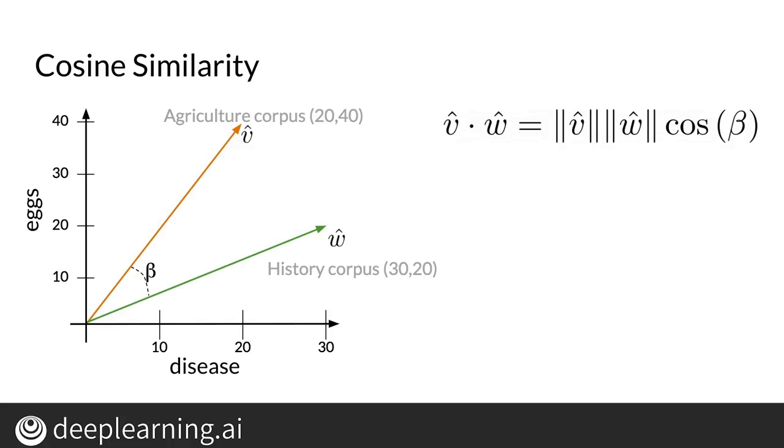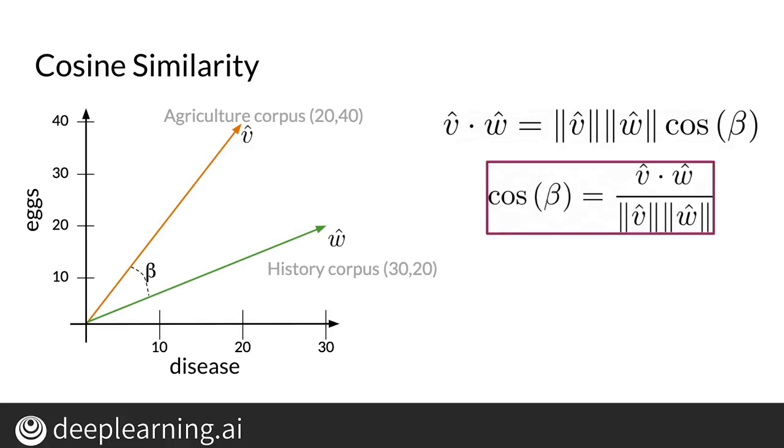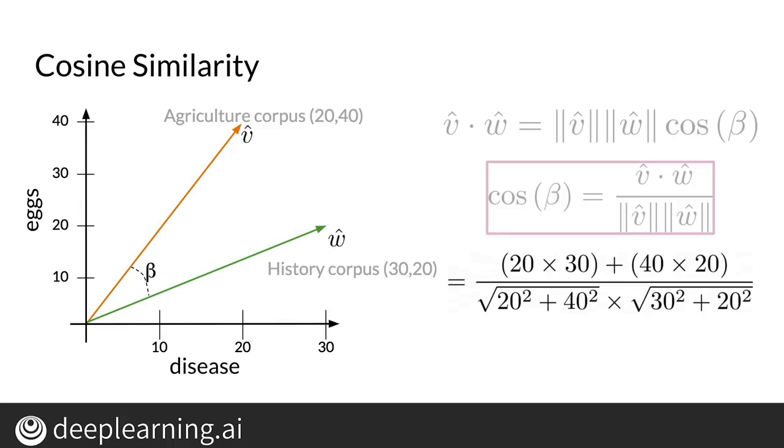From this equation, you see that the cosine of the angle beta is equal to the dot product between the vectors divided by the product of the two norms. Replacing the actual values from the vector representations should give you this expression. In the numerator, you have the product between the occurrences of the words disease and eggs, and in the denominator, you have the product between the norm of the vector representations of the agriculture and history corpora. Ultimately, you should get a cosine similarity of 0.87. Feel free to pause and do the calculations yourself.